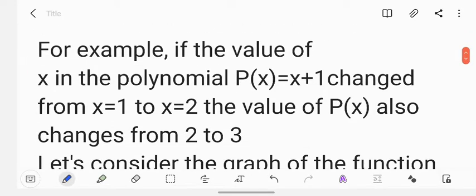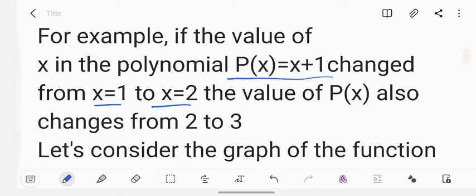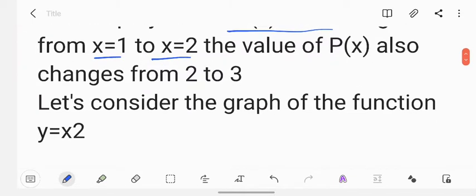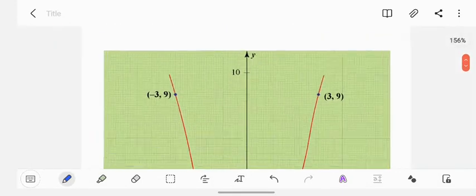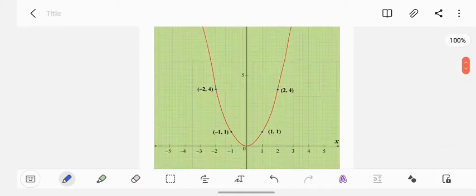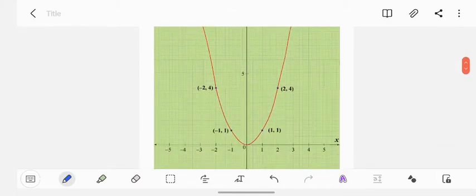For example, if the value of x in the polynomial p(x) = x + 1 changes from x equals 1 to x equals 2, the value of p(x) also changes from 2 to 3. Let us consider the graph of the function y equals x squared. If you look into this graph, the value of y changes according to the value of x.